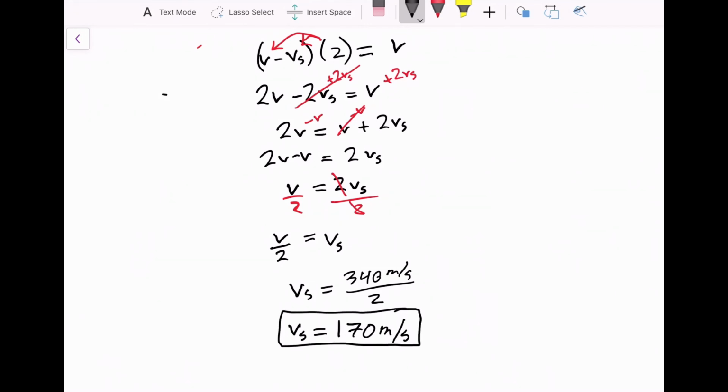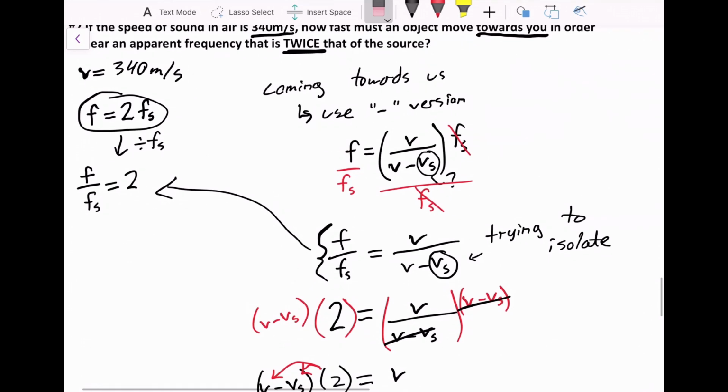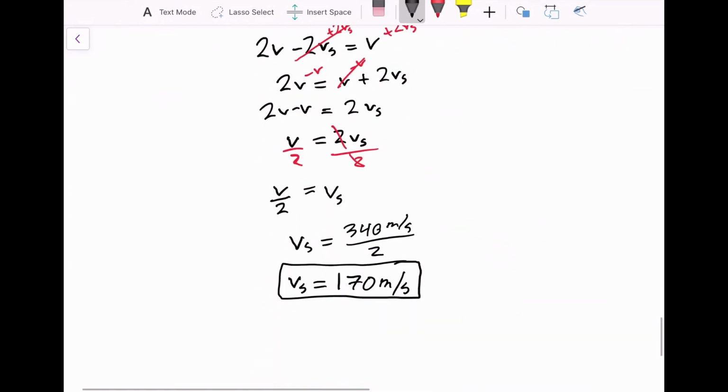So this question was mostly about the algebra, which was the tricky part, but keep in mind that we do have to use the minus sign version because the object was coming towards us.